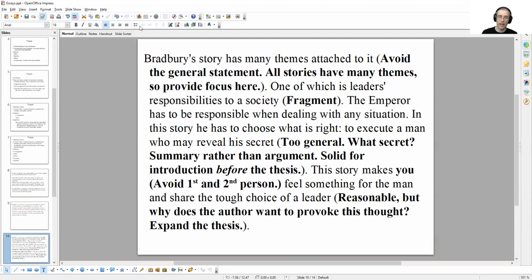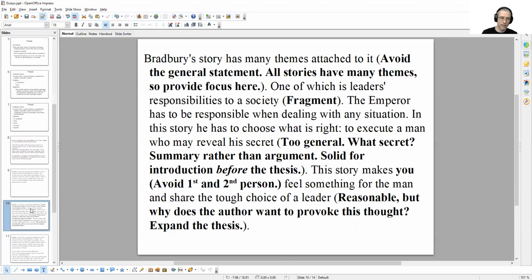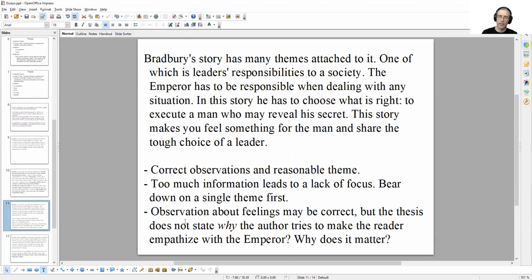Pause this video now to review my comments on this thesis statement. The same thing here with this slide. You can review my comments here about this thesis statement.